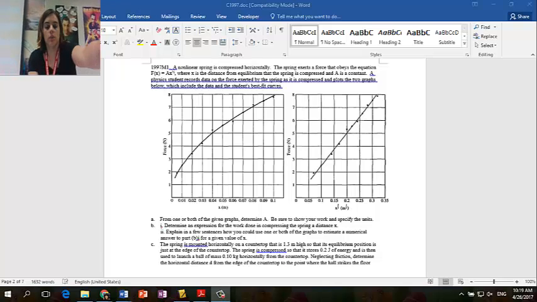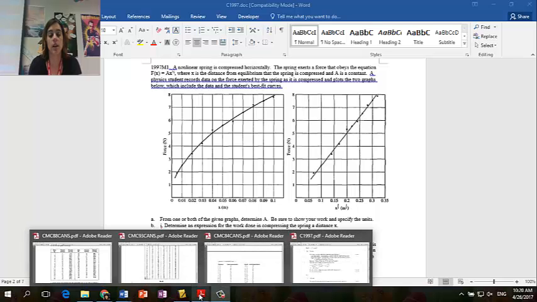Okay, so now we've got the free response question for Unit 5. Here we've got a nonlinear spring, and we're looking at graphs. The AP free response loves graphs, and they're kind of particular about things with their graphs. If you notice here, it says be sure to show your work and specify the units, because that means they're going to assign points to that.